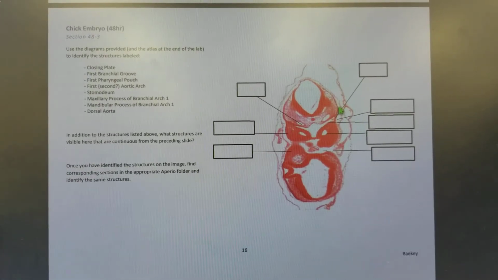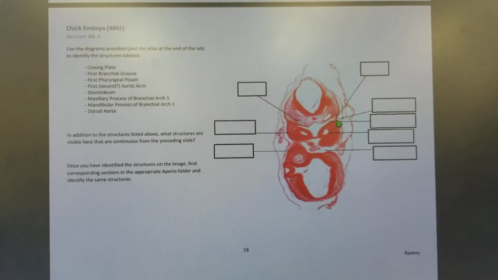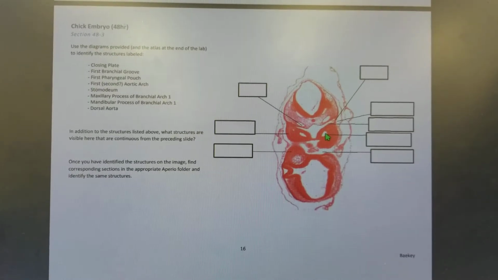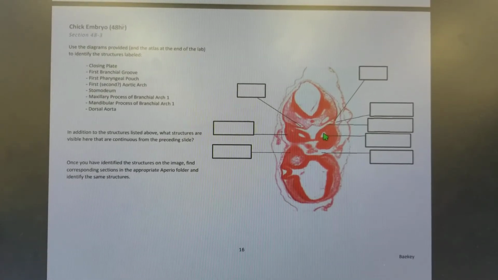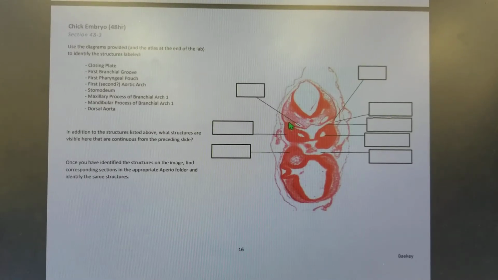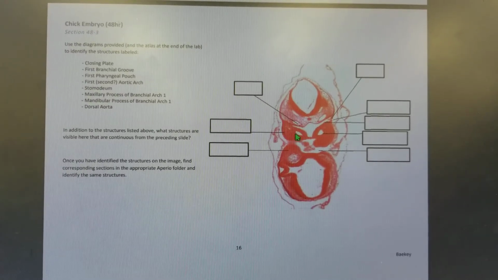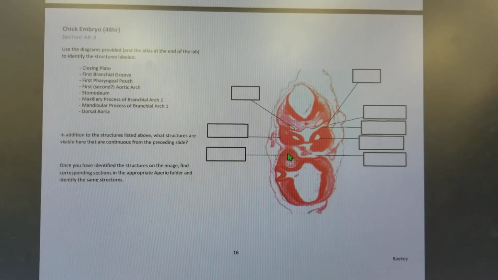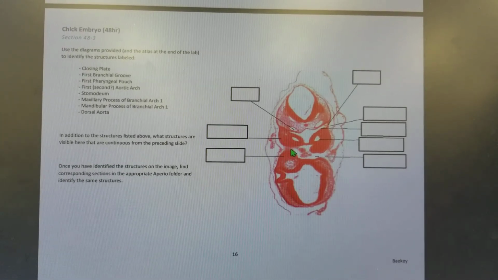And extending across that first pharyngeal groove is the closing plate, okay? This structure here becomes the first aortic arch, here and here. And this is going to become the mandibular process, and this the maxillary process, okay?